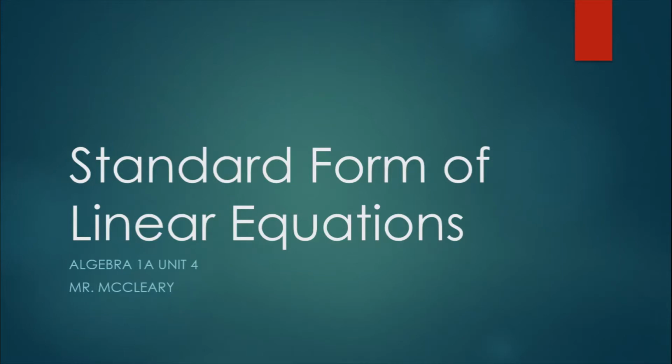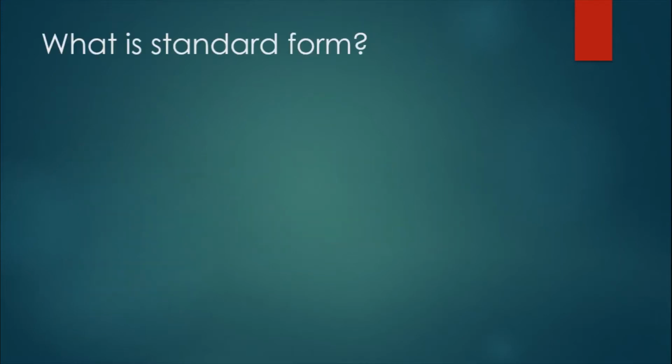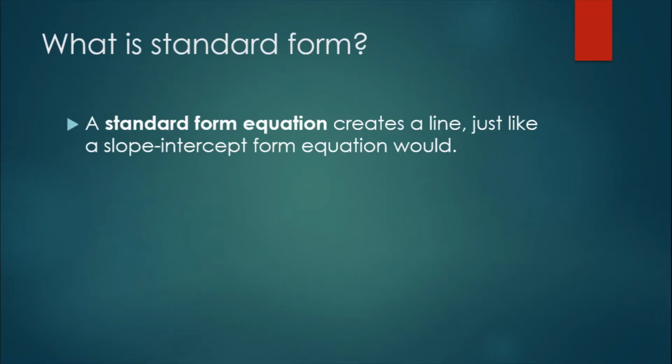So today we're going to look at the standard form of linear equations. So what is the standard form? It creates a line, just like I said, just like a slope-intercept form equation would. And it looks like this. We've got ax plus by equals c. And don't freak out because that seems like a lot of letters going on.